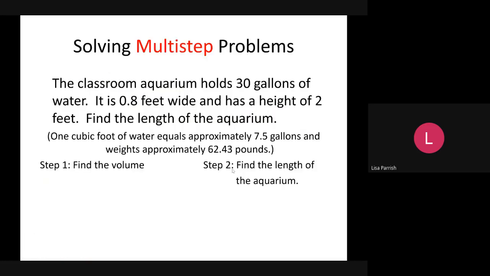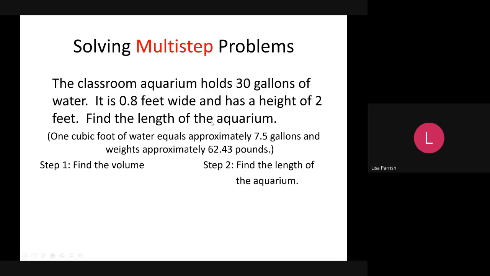All right, so that's just basic finding volume, or finding missing measurements in a volume equation. So let's quickly look at a couple of multi-step problems. We're not going to spend a ton of time on this, but we do want you to see how to do one of these. The classroom aquarium holds 30 gallons of water. It is 8/10 feet wide and has a height of 2 feet. Find the length of the aquarium.